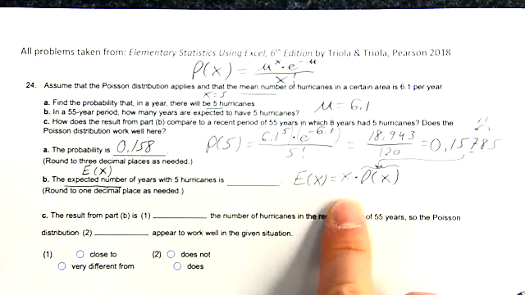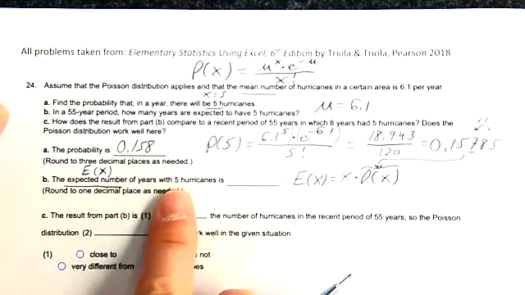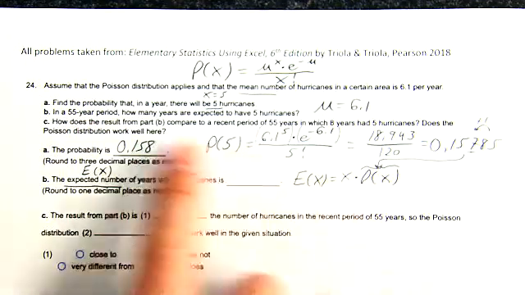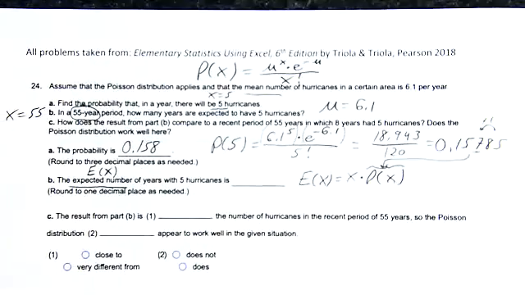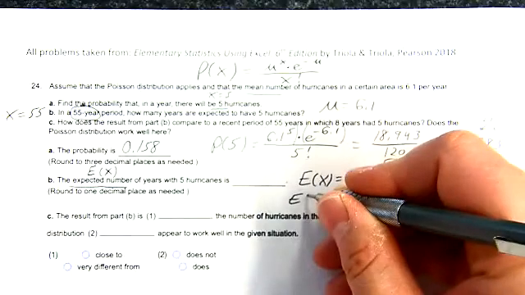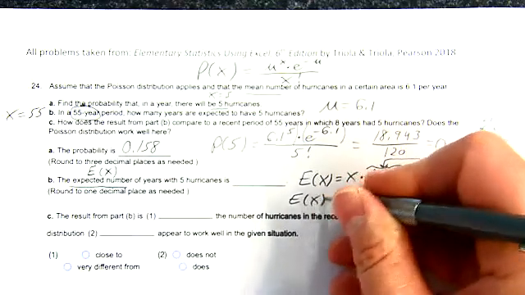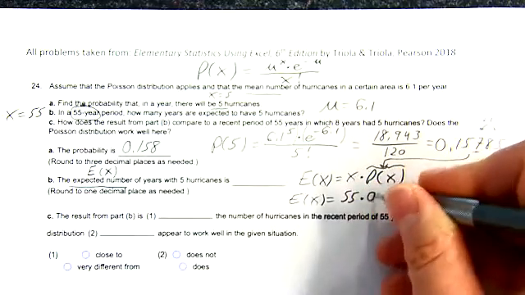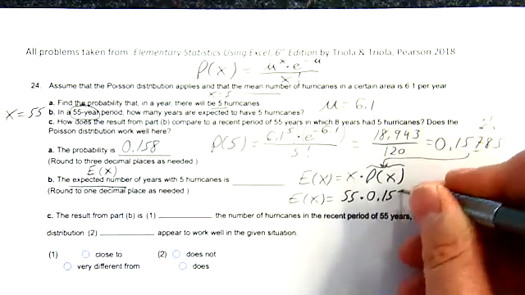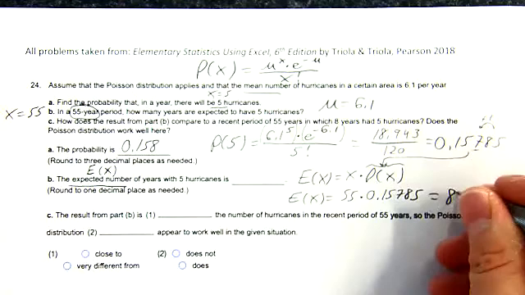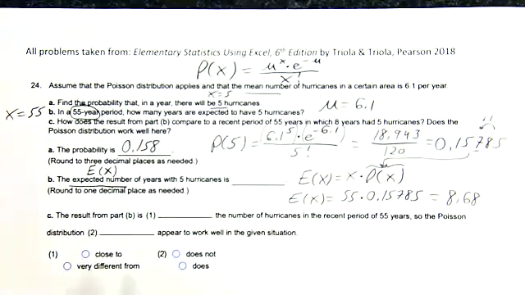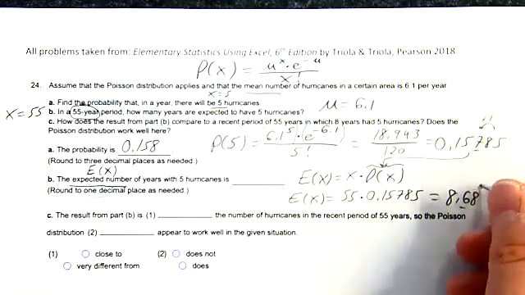But the X, you have to be a little careful here. They're looking at how many years would we have 5 hurricanes. So you actually use the number of years as your X value here. And in this case, for B, it says 55-year period. So in part B, it says X is 55. So our expected number of years with 5 hurricanes is 55 times this 0.15785. And if you do that multiplication, you will get 8.68. Rounded to 1 decimal, we'll call it 8.7.